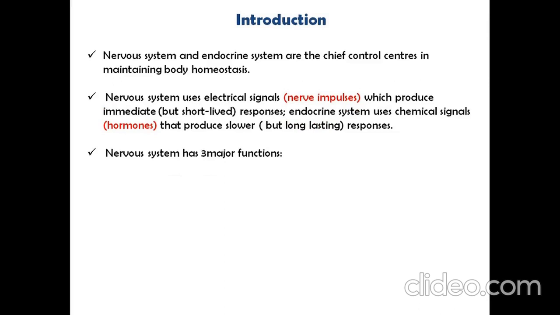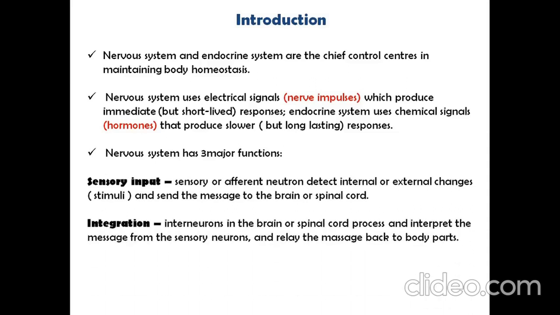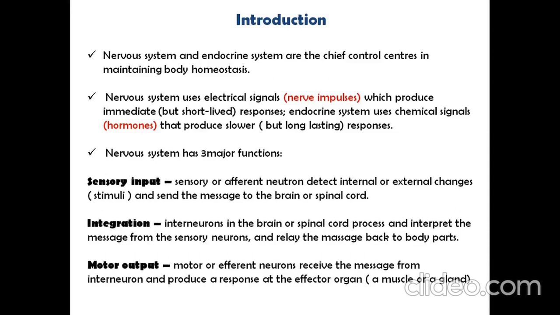The nervous system has three major functions. The first one is sensory input, second one is integration, and third one is motor output. This sensory input or the afferent neuron detects the internal or external changes or stimuli and sends the message to the brain and the spinal cord.